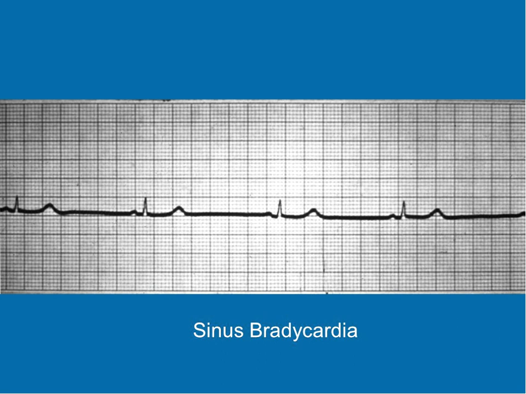Sinus bradycardia looks like a normal complex. The only difference here is that the space between one complex and another is longer. If you were to actually count the little boxes, 5, 10, 15, 20, 25, 30, 35, maybe 36. And you divide that into 1,500, and that would give you the heart rate.